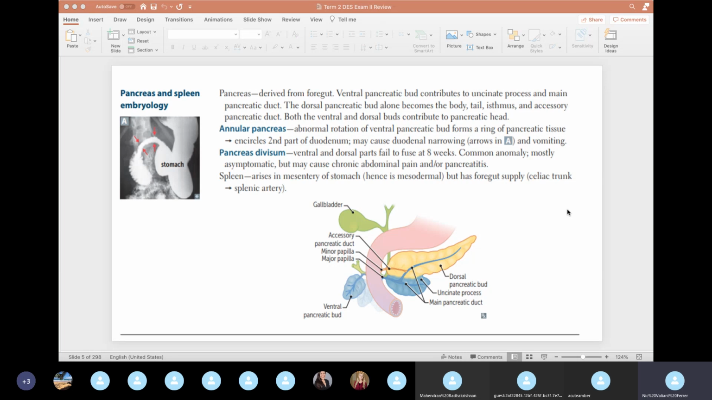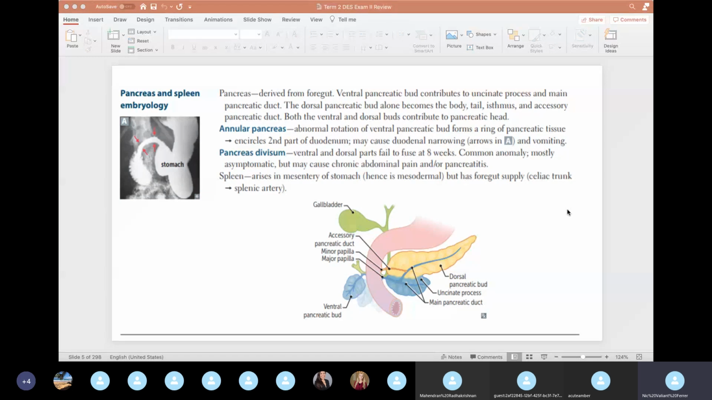The second part of your duodenum, which causes what? Duodenal narrowing. Signs and symptoms you can have? Vomiting. Pancreas divisum, the most common. However, this is asymptomatic, but it can cause chronic abdominal pain and pancreatitis. The ventral and dorsal parts fail to fuse at 8 weeks.